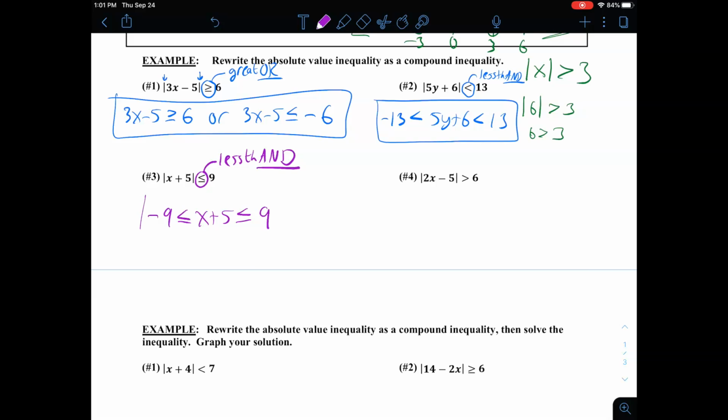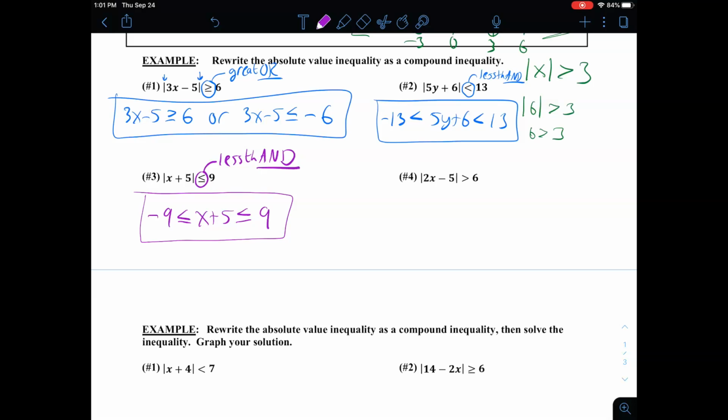So make a sandwich. The absolute value is saying x plus 5 needs to be between -9 and 9. It needs to be less than 9 away from 0, and that's the range. Between -9 and 9, those are all numbers that are going to be less than 9 away from 0. Okay? All right, next one, number 4.